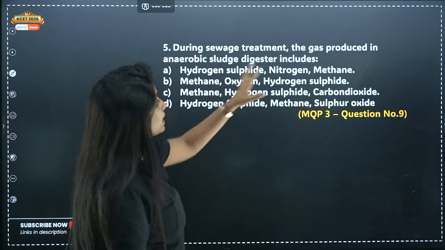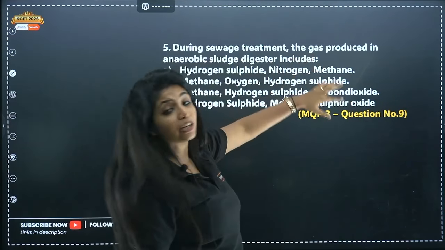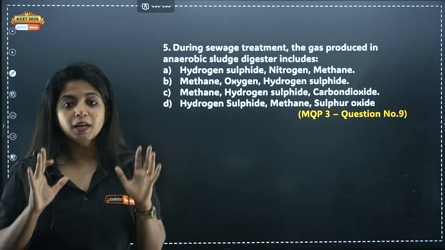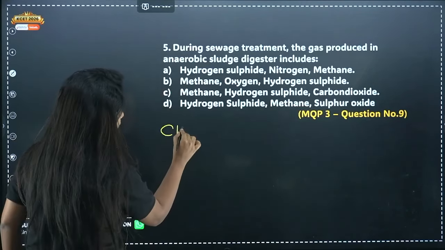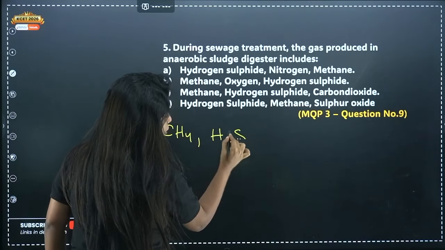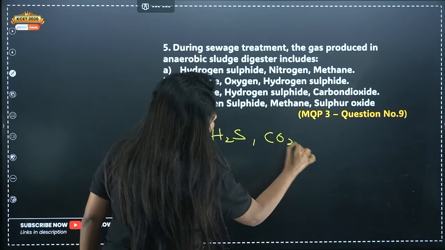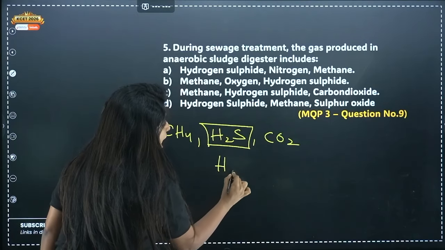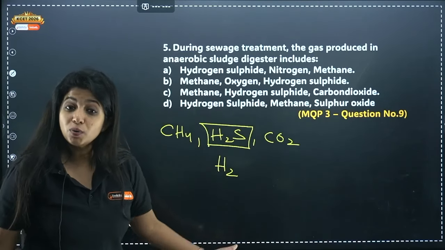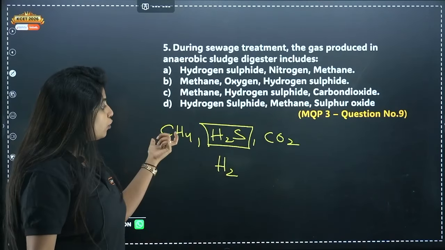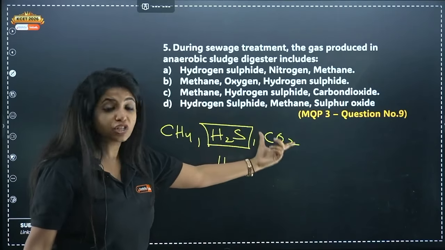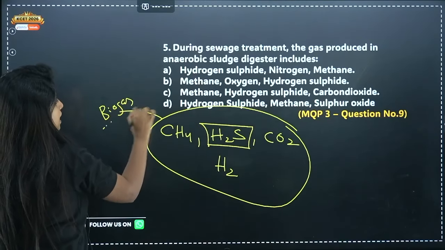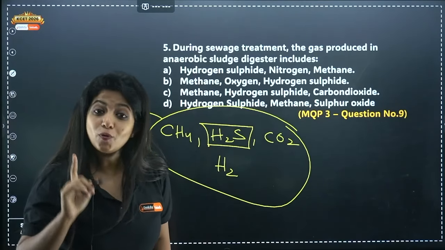During sewage treatment, the gas produced in the anaerobic sludge digester includes, if at all you're talking about biogas, always remember, biogas is just made up of 3 things. That is your methane, H2S, hydrogen sulfide, and also CO2. Now sometimes instead of H2S, hydrogen is given. Will the answer be wrong? No, it is correct only. So CH4 for methane, hydrogen sulfide or hydrogen, or CO2 makes up the biogas.